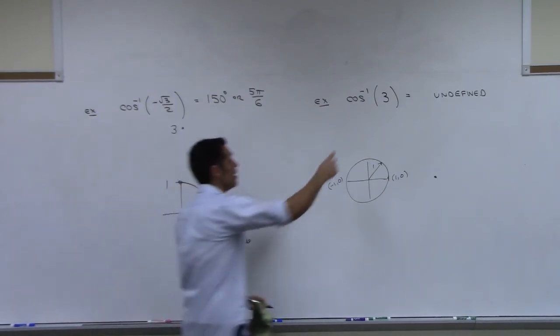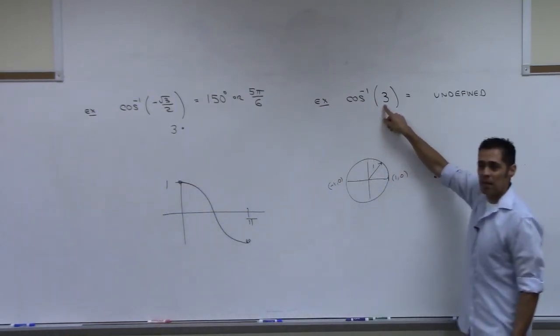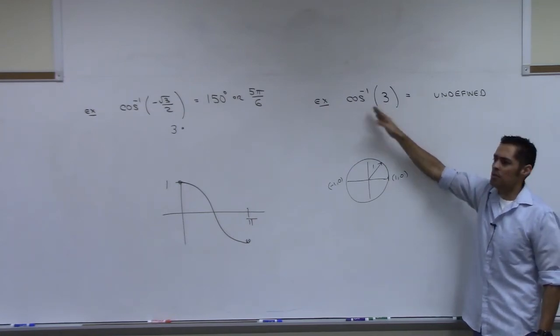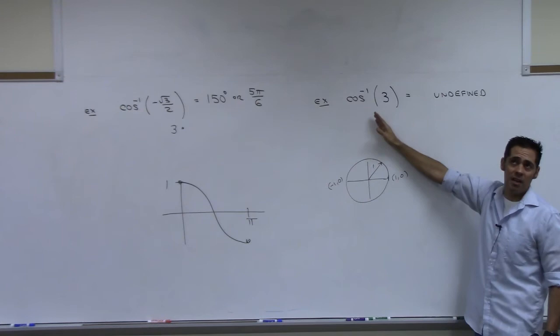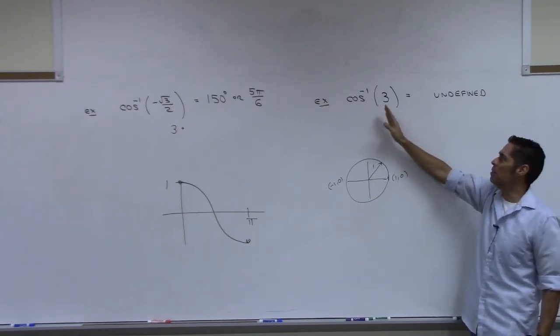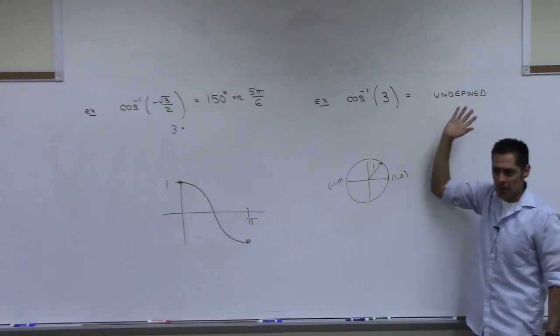So in other words, if I plug any number in here that's bigger than 1 or less than negative 1, it's undefined. So arc cosine of 2 would be undefined. Arc cosine of negative 0.5 would be defined. Negative 2.5 would be undefined.